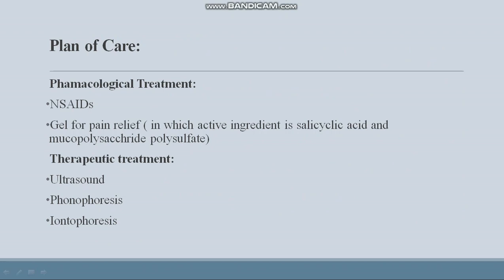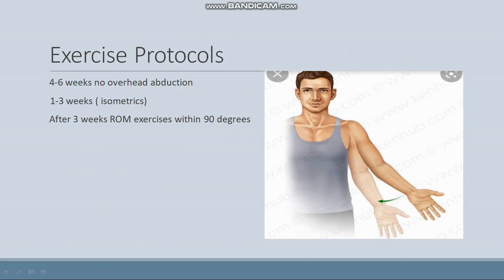Number 1, non-steroidal anti-inflammatory drugs. Number 2, gel for pain relief, in which the active ingredients are salicylic acid and mucopolysaccharide polysulfate. Therapeutic treatment: ultrasound, phonophoresis, iontophoresis.